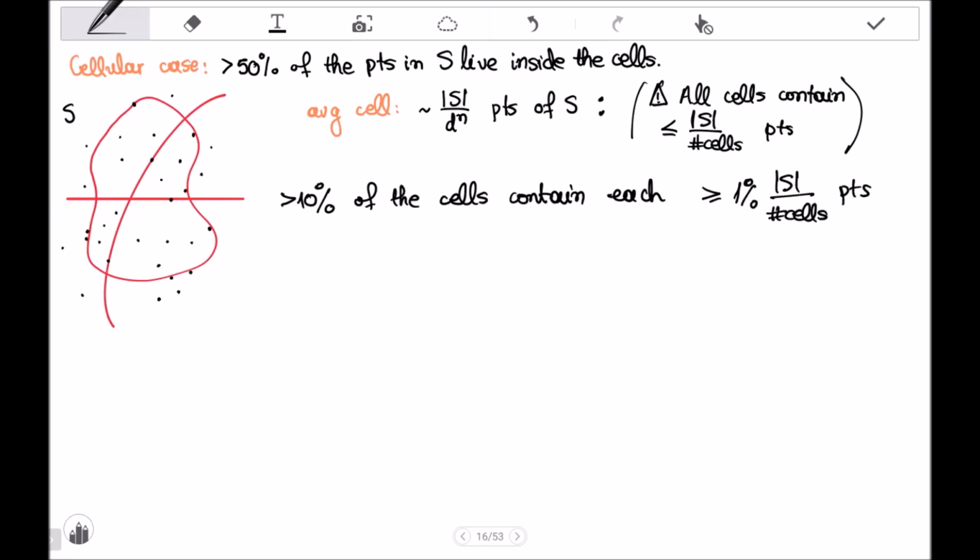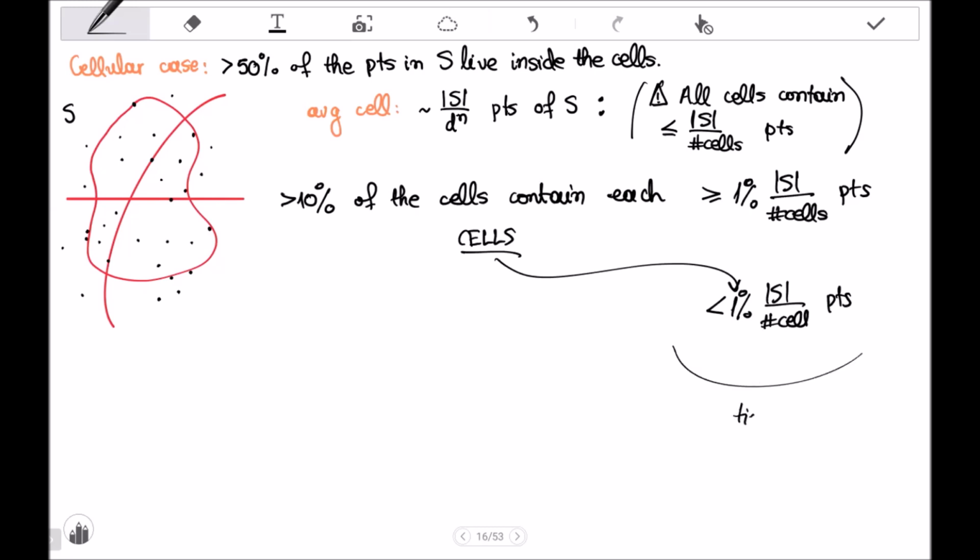So I will not do the proof because I think we will collectively fall asleep if I do, but the point is that you split the cells into the ones that contribute very little, so less than 1% of the average points. And this contribution is tiny in total. So the contribution of these is tiny.